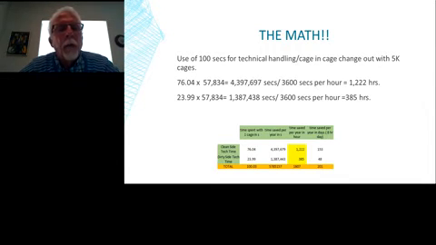If we're looking at the seconds that we're splitting out here, we're at 76.04 for the clean aspect and 23.99 for the dirty aspect. So this translates into how many hours per annum and how many days per annum in relationship to those specific areas.